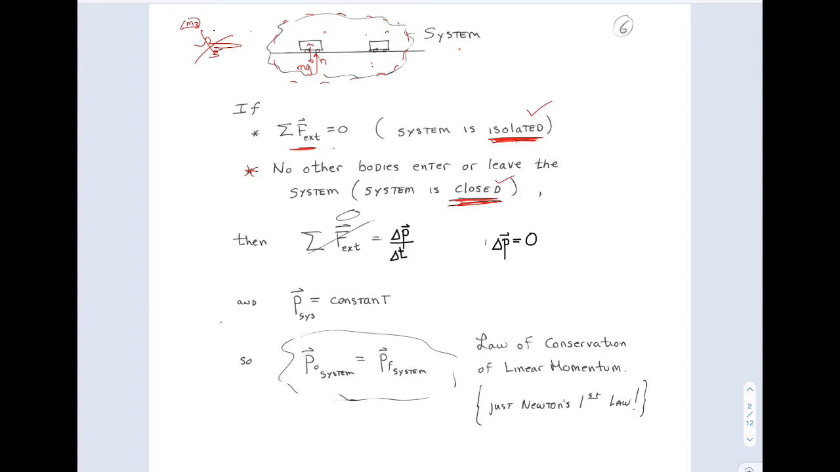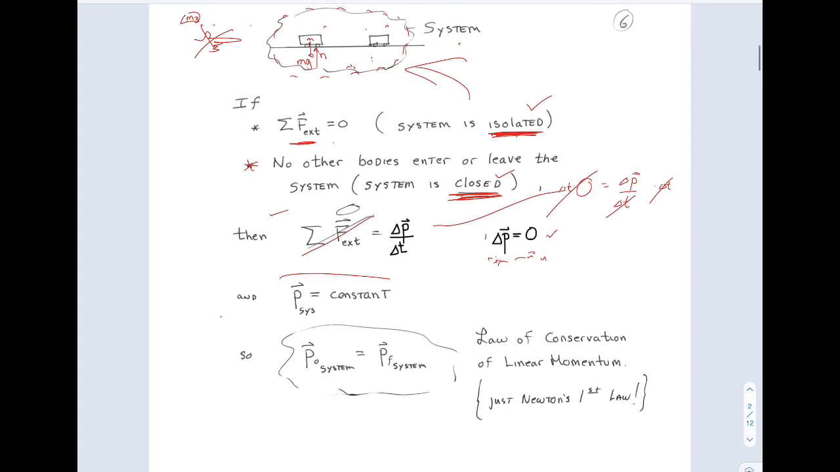So if I write down Newton's second law for momentum, if the net force is 0, the external force is 0, then 0 equals change in momentum over change in time. I can multiply both sides by delta t, and the left side is still 0. Those cancel on the right side. So that says that if there's no net external forces on the system, the momentum can't change. And if the momentum can't change, that means the momentum's constant. And if something's constant, the initial momentum of the system has to equal the final momentum of the system. So that's our law of conservation of linear momentum.